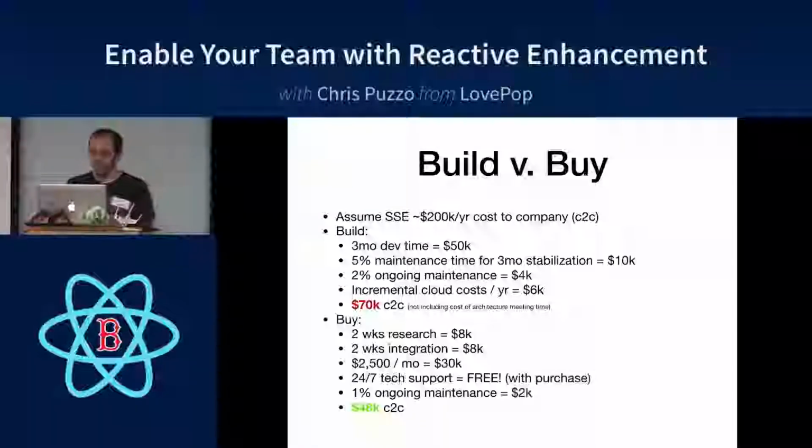If we wanted to buy this off the shelf, so let's assume here we're going to spend 2 weeks researching best in breed, and then 2 weeks of integration work. We've also, because this is a great enterprise tech, we're willing to pay $2,500 a month. It's a pretty high SaaS fee, but it really solves some problem for us. So clock that in around 30 grand.